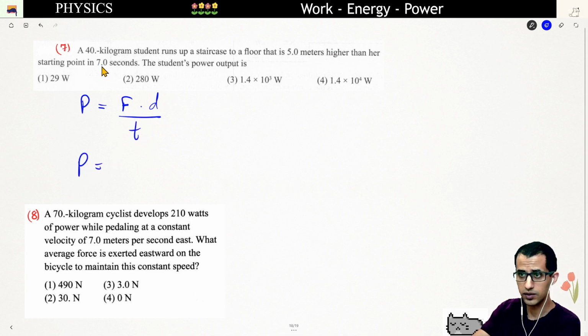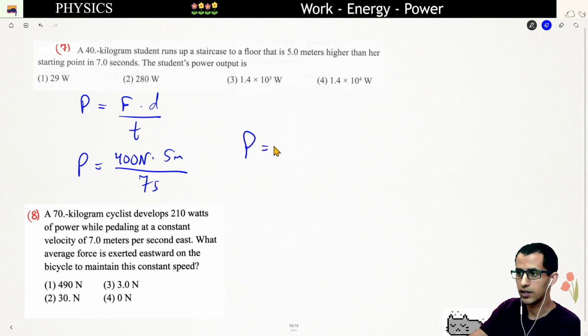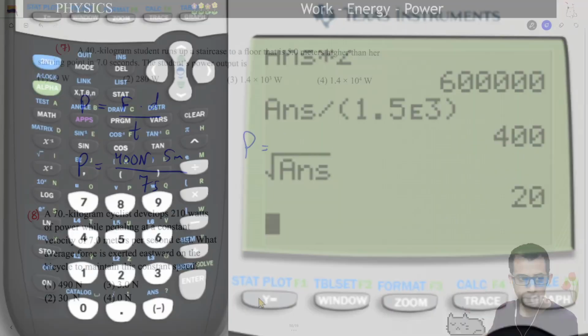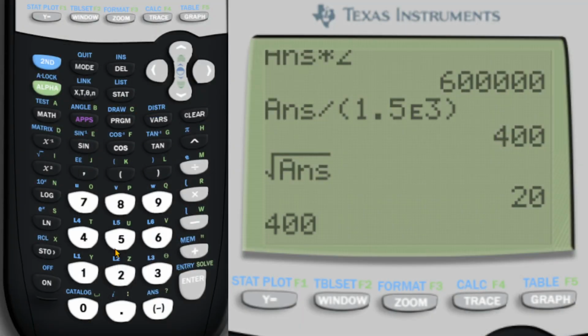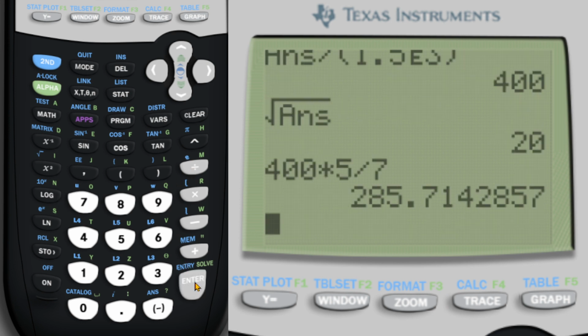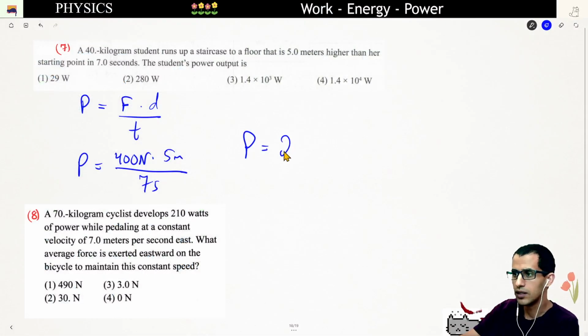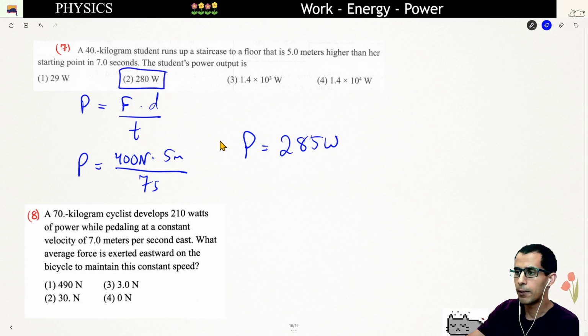So we get power equals the weight of the student is 400 newtons. The displacement is 5 meters, and the time is 7 seconds. And so the student's power output is going to be 400 times 5 divided by 7. And the answer is 285 watts. And the closest answer we have is choice 2. Again, I use 10 for gravity. If we use 9.8, we'd probably get this value.